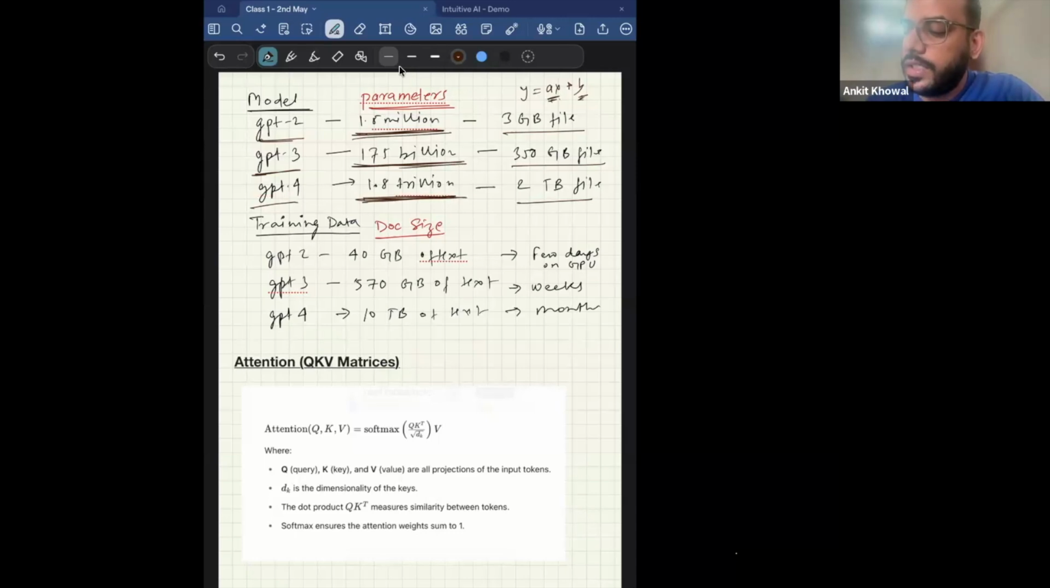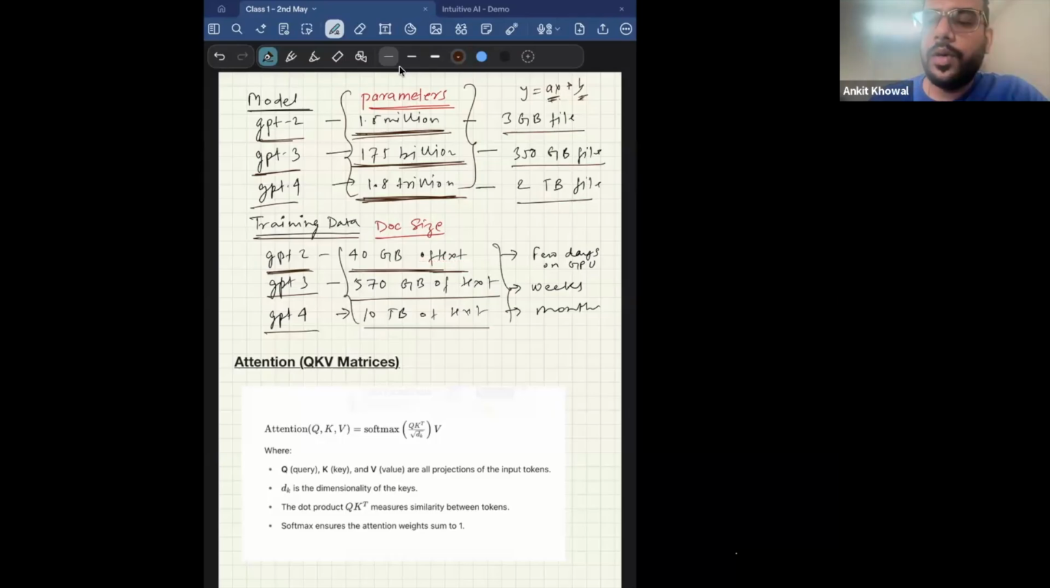And now, what is the training data? This was the number of parameters the model had. Now coming back to the training data, GPT-2 was trained on 40 GB of text files. GPT-3 was trained on 570 GB of text data. GPT-4 was trained on 10 TB of text data. You can see how the training data is also changing. The models are becoming smarter day by day because their training data is increasing and our compute power is increasing. That is why I can train on 10 TB of data.